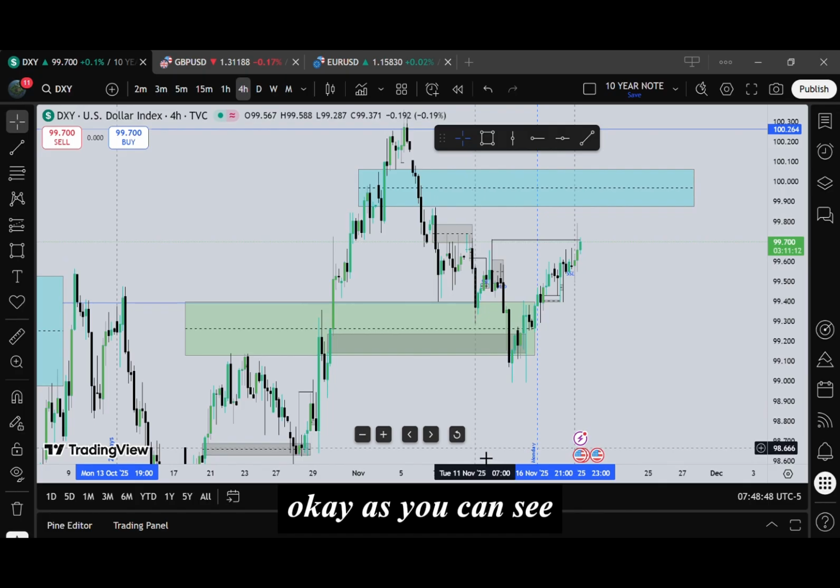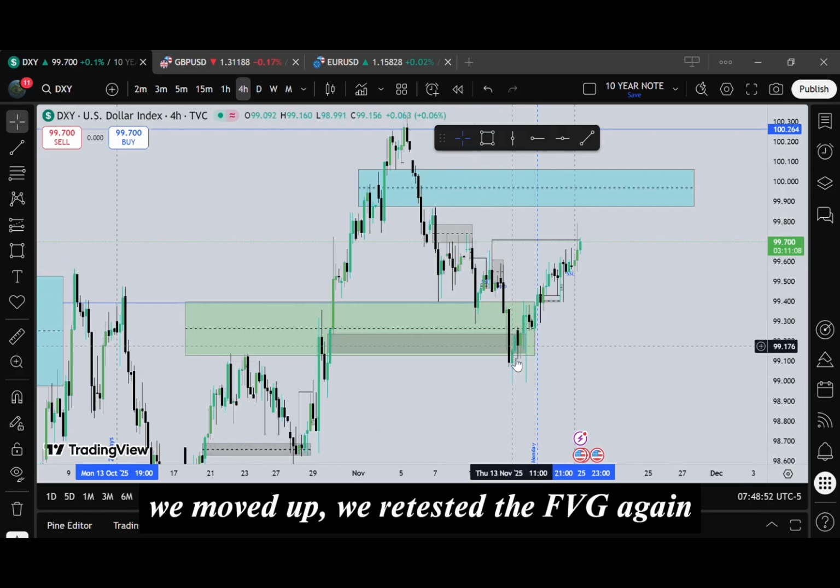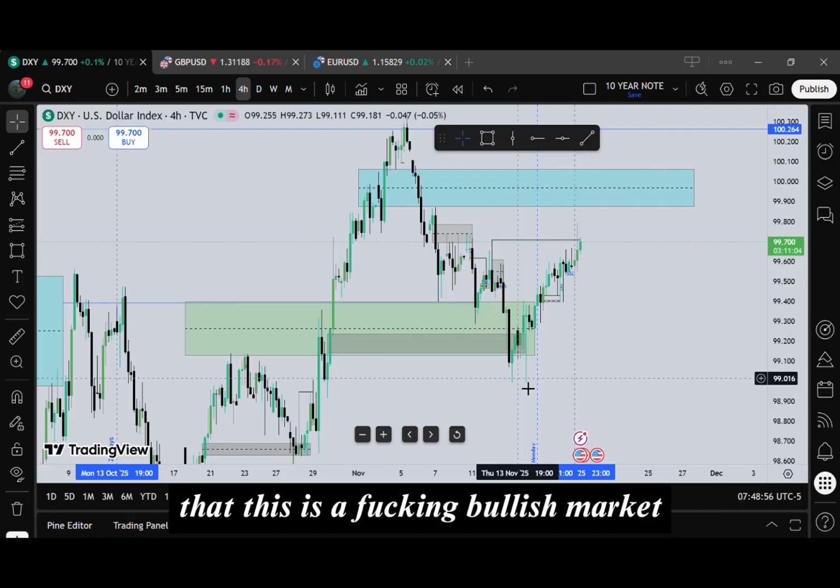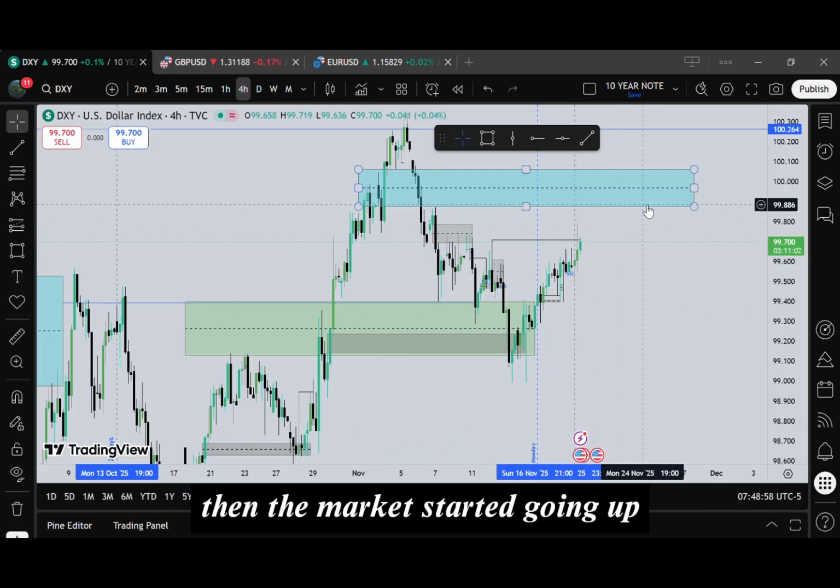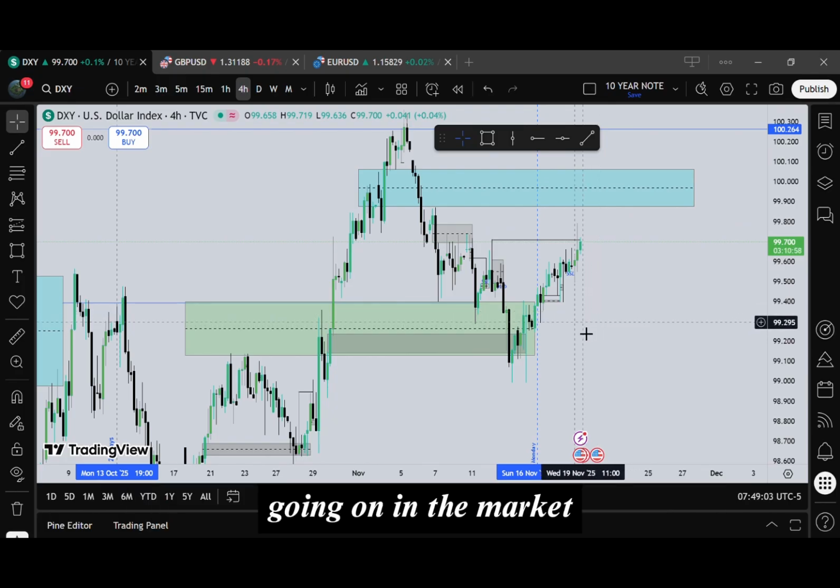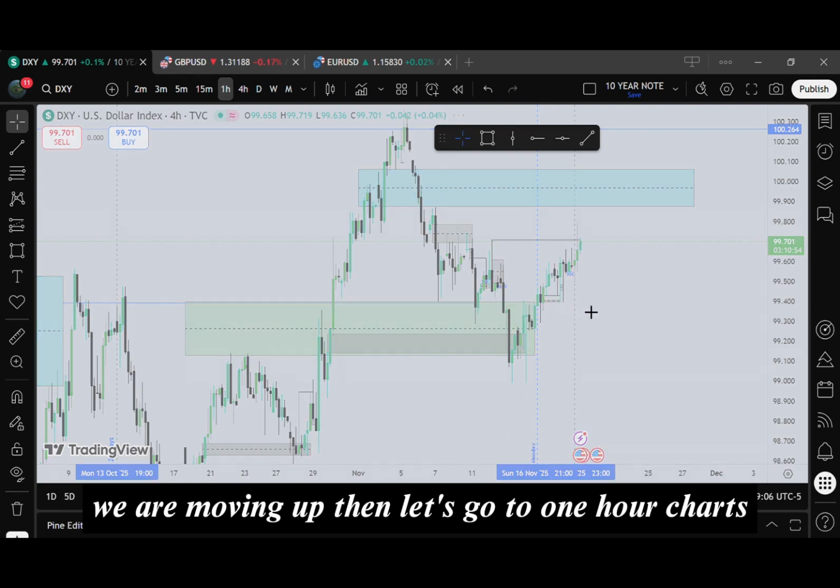Okay, as you can see, we move up, we retest the fair value gap again just to hammer on it that this is a bullish market. Then the market started going up. That is not what we're doing here today. We're just trying to analyze and see what's going on in the market. We are moving up. Then let's go to the 1 hour chart.